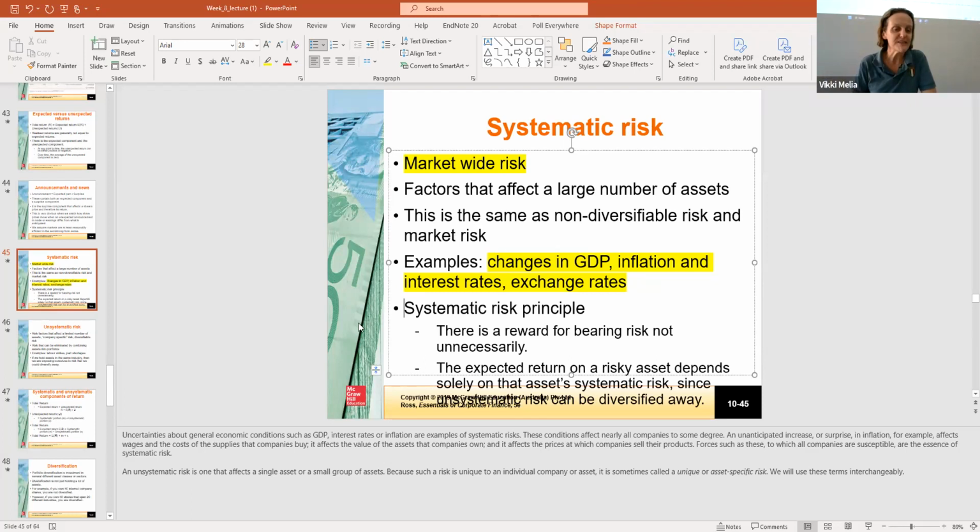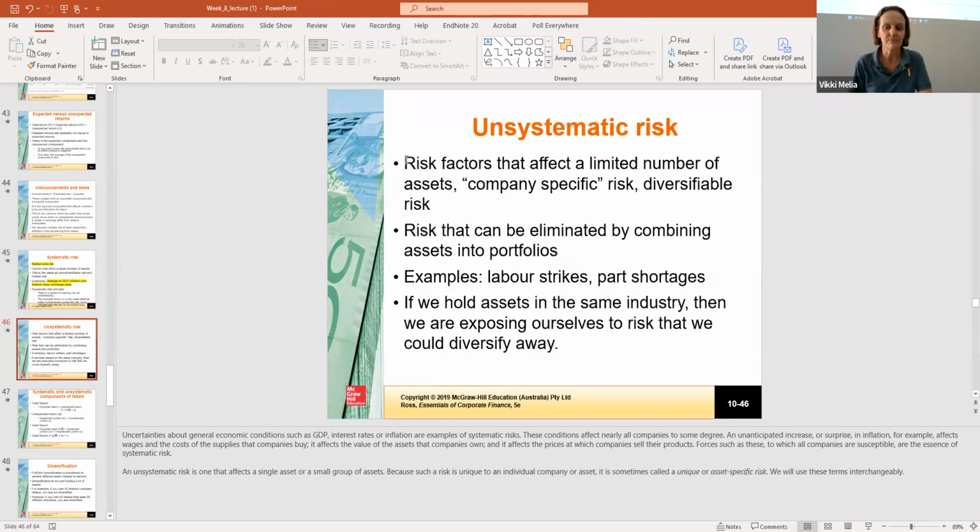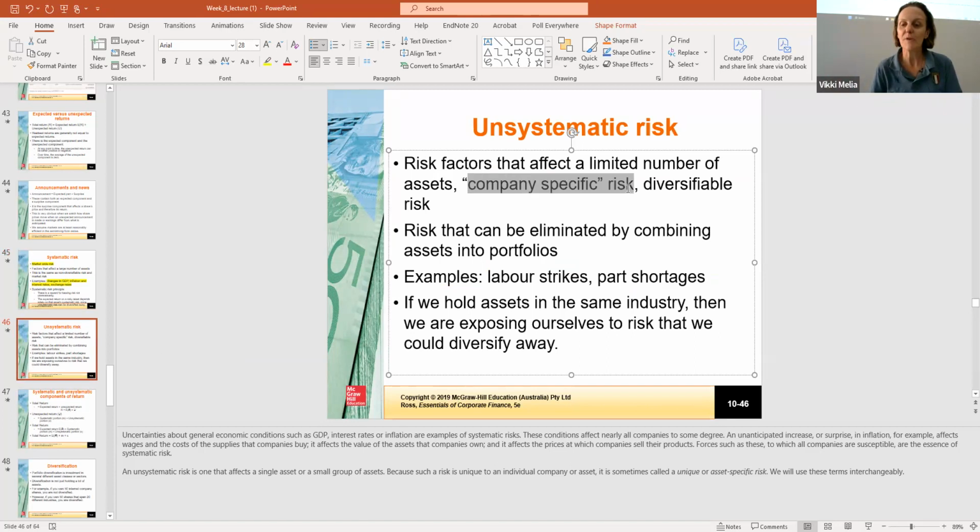The other type of risk is called unsystematic risk. The way that I describe unsystematic risk, I call it company-specific risk. It even says it here, company-specific risk is unsystematic risk. Examples are things like a labour strike at a company. If all the staff go on strike at a particular company, that will affect that company.